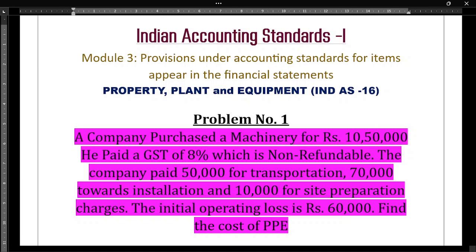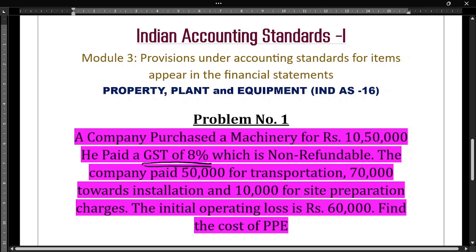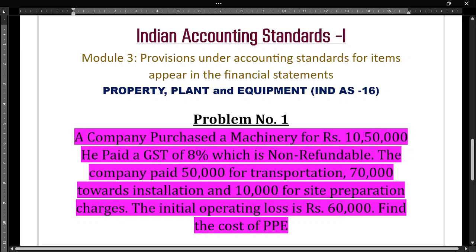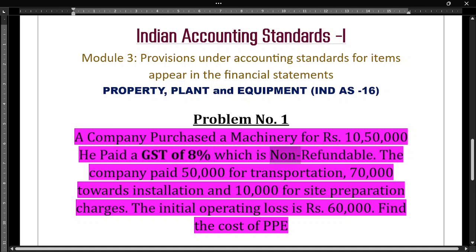A company purchased machinery for 10,50,000. So machinery is being purchased by a company and it is paying 10,50,000, and it has paid GST of 8%. Along with that, the 8% GST they have paid is not refundable. So it is very important here. They have paid GST of 8% and it is non-refundable. All non-refundable taxes we need to add.